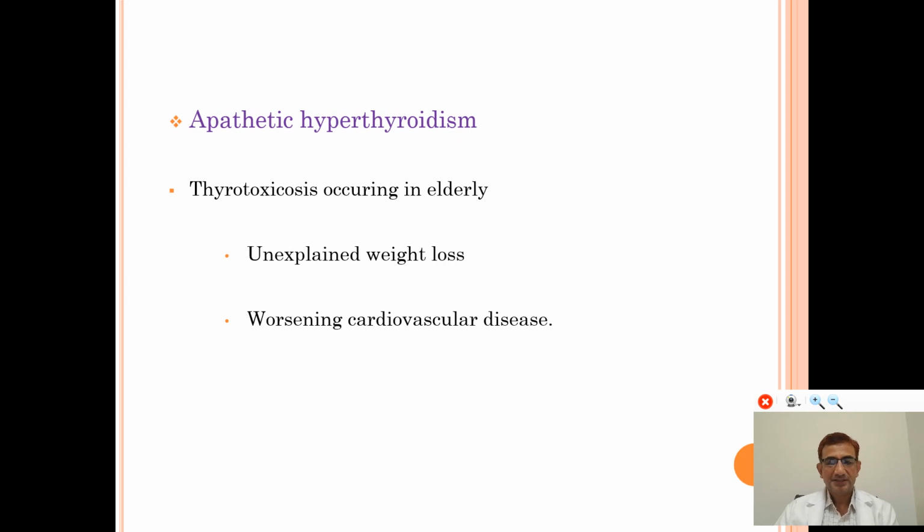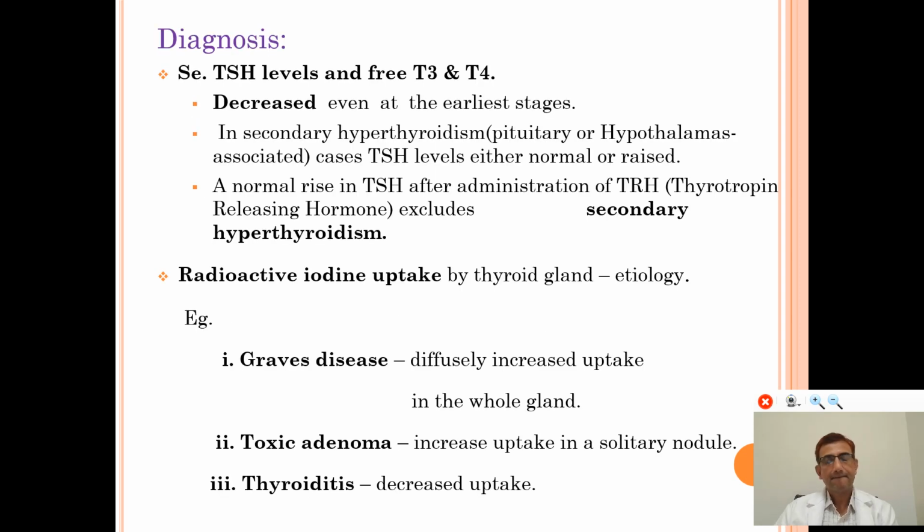And the next entity is called apathetic hyperthyroidism, thyrotoxicosis occurring in the elderly, especially with unexplained weight loss and worsening cardiovascular disease. So, how can we diagnose these conditions? Diagnosis is by serum thyroid stimulating hormone levels and free T3 and T4. TSH levels are decreased, and T3 and T4 levels are elevated, even at the earliest stages.